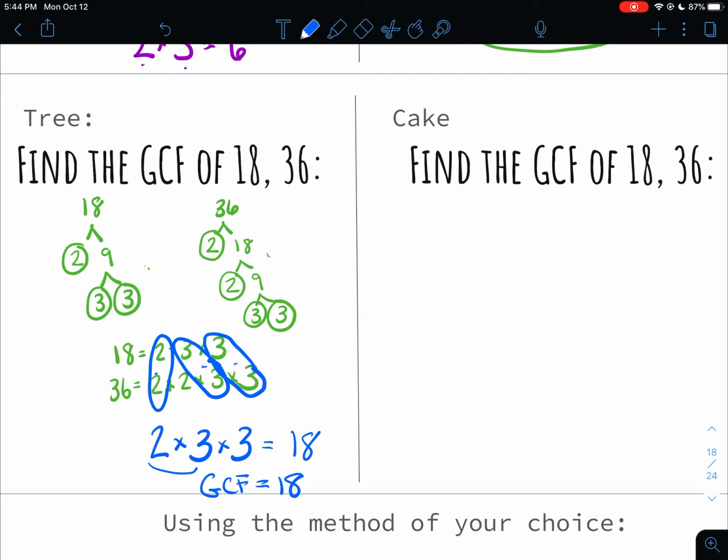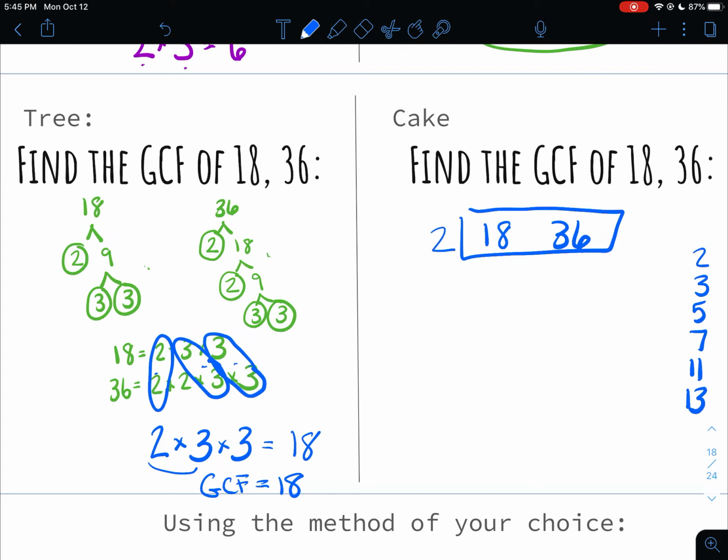Okay, so all of you using the cake method, you're up. First layer of cake: 18, 36. Write it down. Don't forget your prime factor list. Okay, so 18 and 36. Are they divisible by 2? You bet they're divisible by 2. So then we're going to divide by 2, and that goes in our next layer of cake. 18 divided by 2 is 9. 36 divided by 2 is 18.